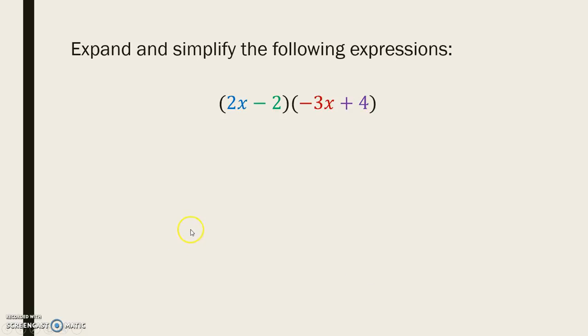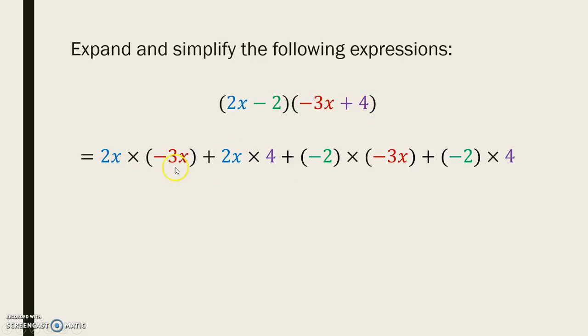Okay, now I've got some negatives in both parts. Remember, the negative stays with the coefficient. But same principle, 2x times the -3x, then the 2x times the 4, the -2 in the first bracket times the -3x, and then -2 times 4. Here is that: 2x times -3x, 2x times 4, -2 times the -3x, and then -2 times 4.